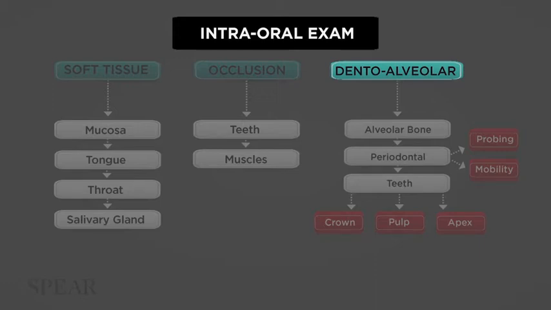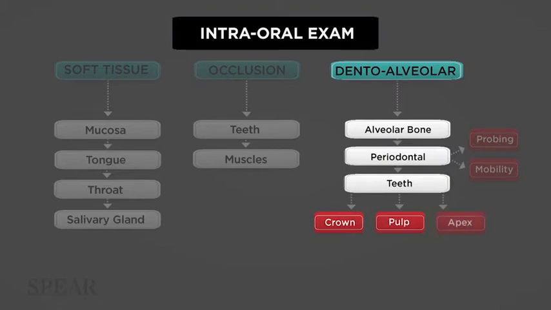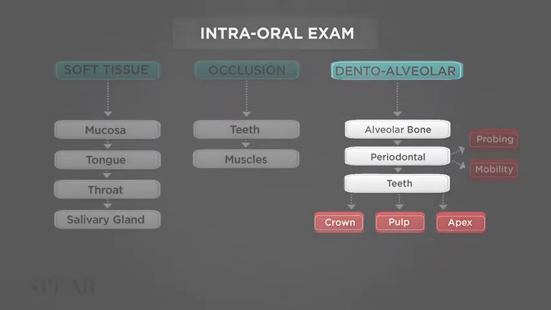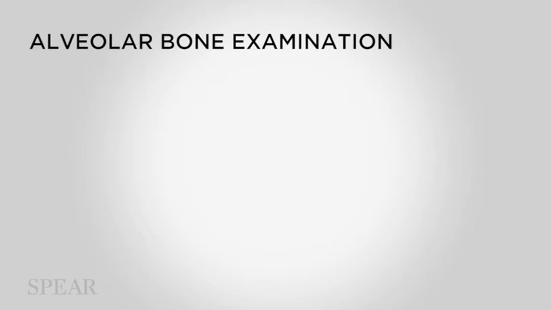And that starts by doing your alveolar bone examination, your periodontal examination, and then last but not least, you start doing your tooth examination, which will revolve around taking a look at the crown, the pulp, and the apex of the tooth. And so let's take a look at the dentoalveolar examination and how it deals with the bone, periodontium, and the teeth. So we start with the alveolar bone examination.